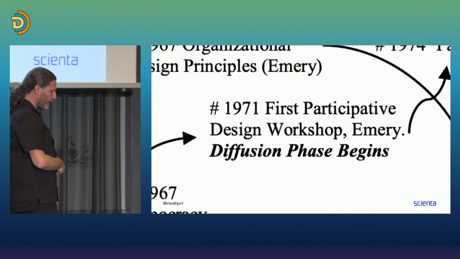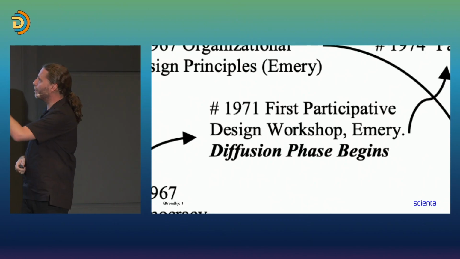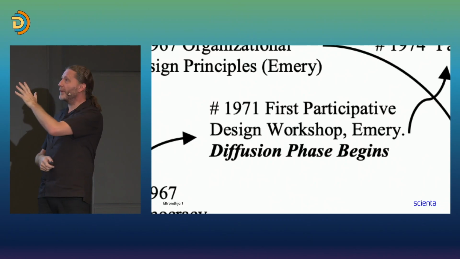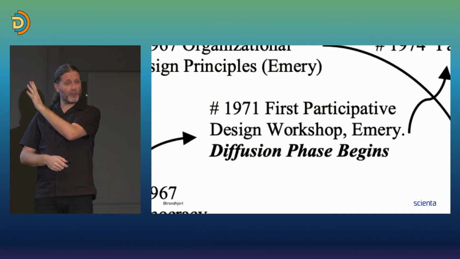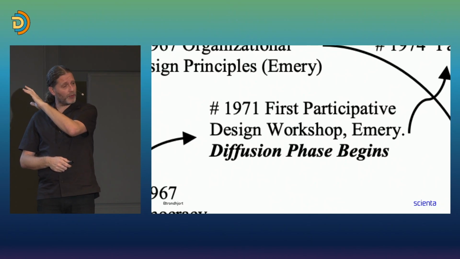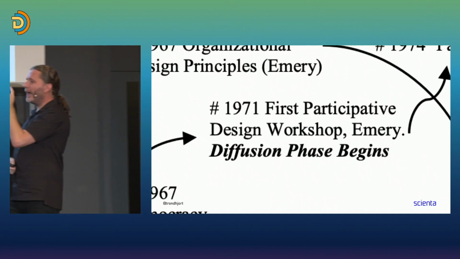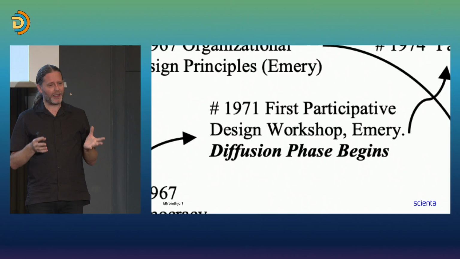So, a quick explanation of why they're called participative design workshops. Fred Emery, as you've seen pictures of several times now, is an Australian. He went to Tavistock in the 50s, went to Norway to do the industrial democracy program, and returned to Australia in 69. And basically the whole world learned about the experiments in Norway.